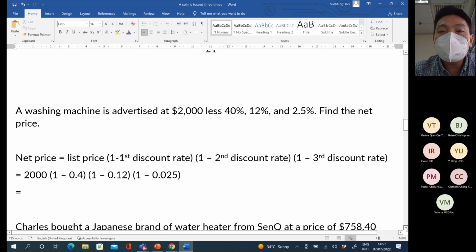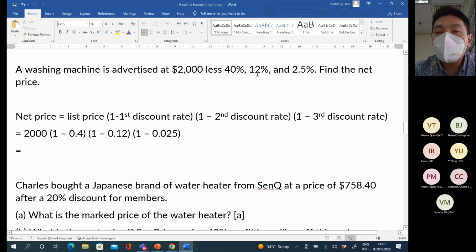Okay, this question involves 3 discounts. That means more than 1 discount, right? And this is the list price. That means the original price, and got discount. So you're asked to calculate the net price. That means the price after the discount.